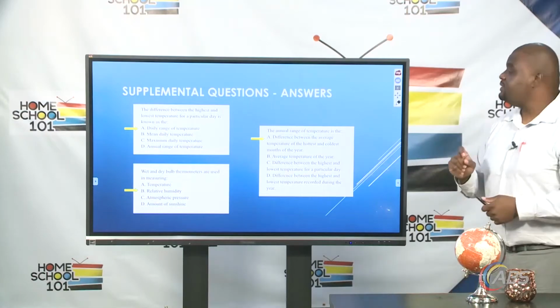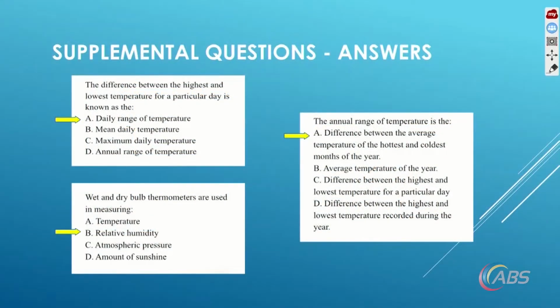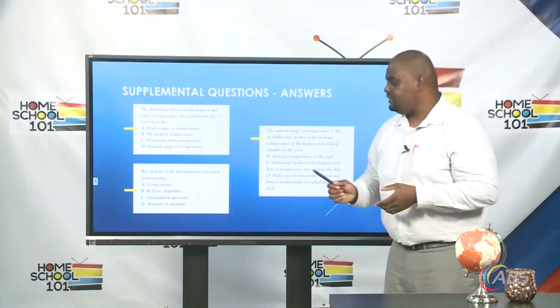So here are the answers to the previous questions. Now, the difference between the highest and lowest temperature of the day would be the range. Remember, I explained that a range is just a difference between two values. So in this case, substitute the lowest temperature from the highest temperature, you get the range. So a wet and dry bulb thermometer, remember I showed you the example and illustrated what was going on. So in this case, relative humidity would be the answer.